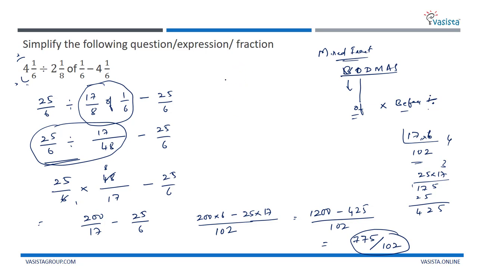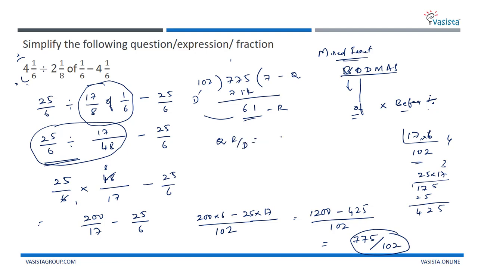Now we are supposed to convert this into a mixed fraction, right? That is 775 divided by 102. 102 7s are 714: 7 2s are 14, 1 carry, 7 1s are 7, 5 minus 4 is 1, 7 minus 1 is 6, so 61. This is the remainder, this is the quotient, and this is the divisor. We know how to place it, so that is Q R/D. Q here is 7, R is 61, and D is 102. So this is the answer for this.